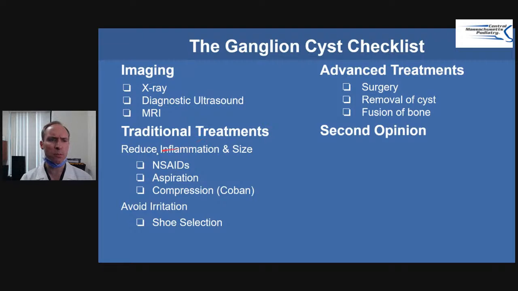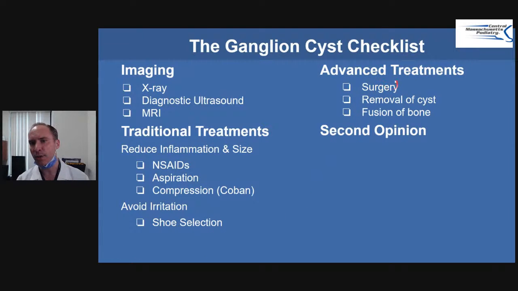What are the traditional treatments? Well, you want to reduce the inflammation and size. So inflammation can be helped with anti-inflammatories, but that's not going to reduce the size of it. Aspiration is just pulling out the liquid with a needle. And then compression, that's key. You can't just pull it out and leave it. You have to put compression on it for a couple weeks. And then avoiding irritation. Sometimes shoes can irritate it.